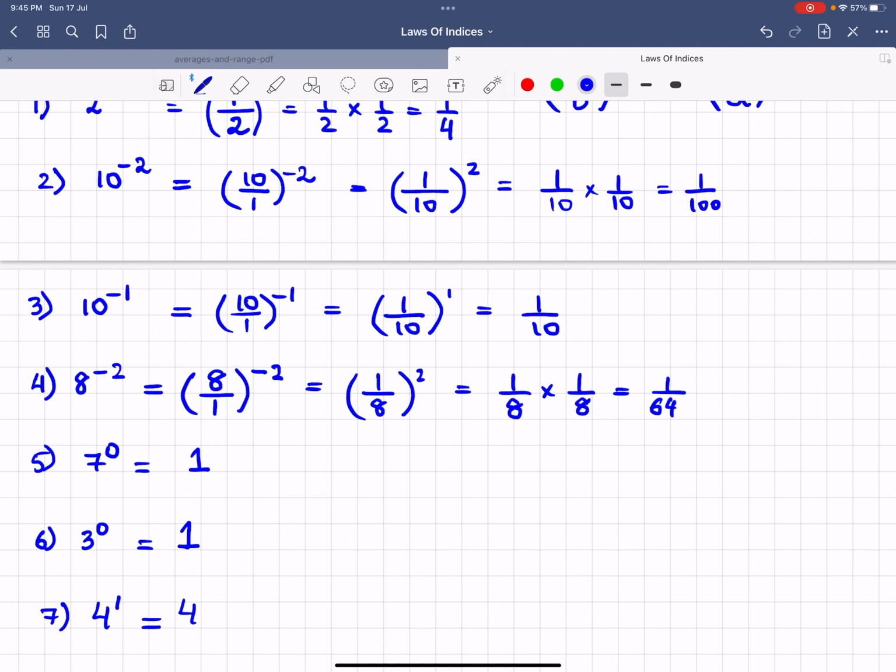Or question number 8, 8 to the power of negative 1. So 8 is the same as 8 upon 1, and it's a fraction with the power negative 1. When we want to make the power positive, we swap the numerator and the denominator, or we take the reciprocal, and the power becomes positive. And hence the answer is 1 upon 8. So we are done with the questions of this category.